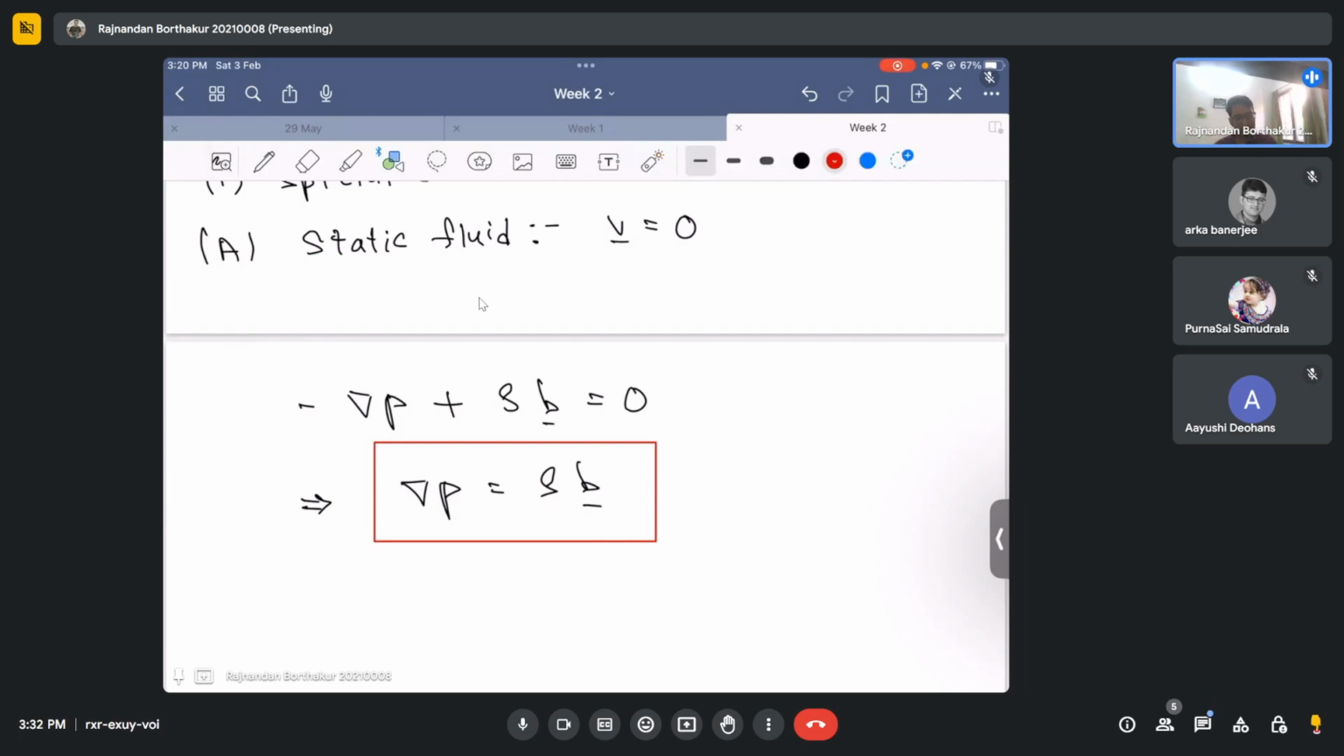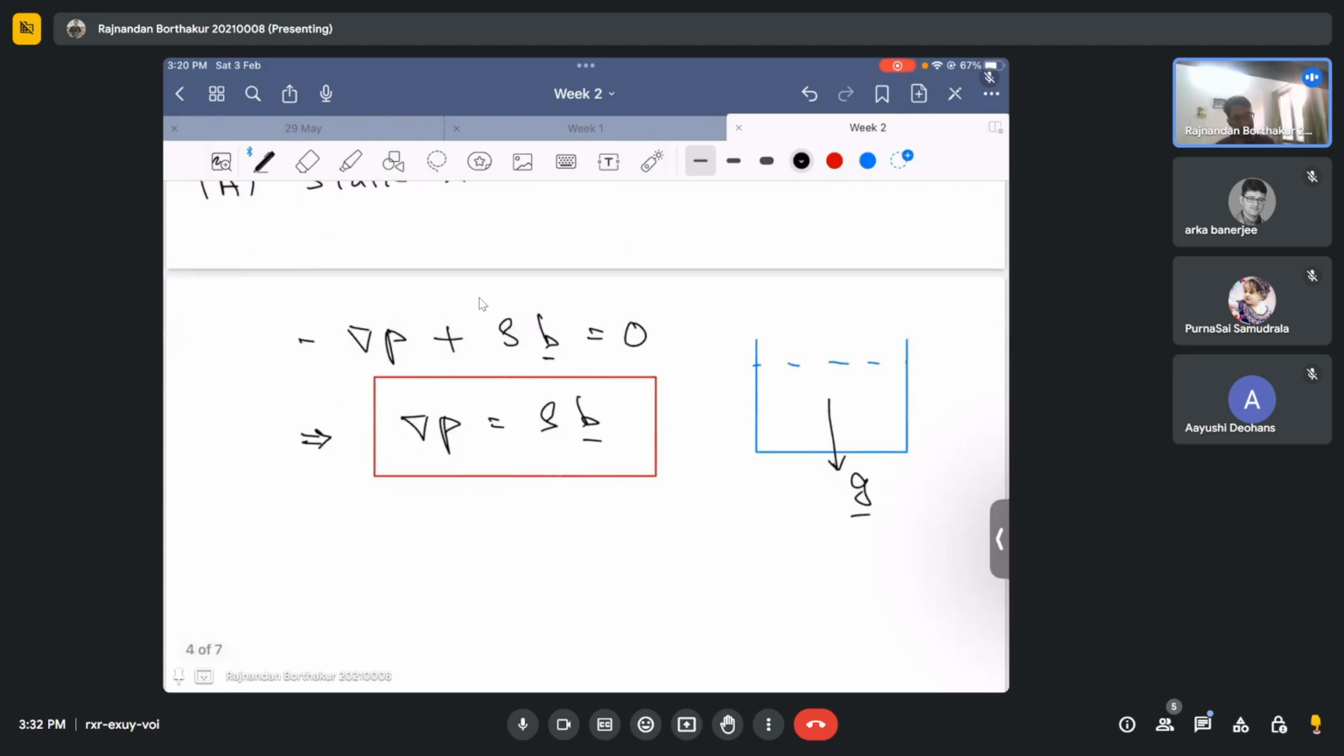For instance, let's look at this case. If there is a container with a static fluid inside it, then the only body force that can act is the gravitational force, which acts in the downward direction. So this B is actually the force per unit volume. This B would become equal to g, and then I would have the gradient of pressure equal to rho times g, which is nothing but the law of hydrostatics, as you have rightly pointed out.